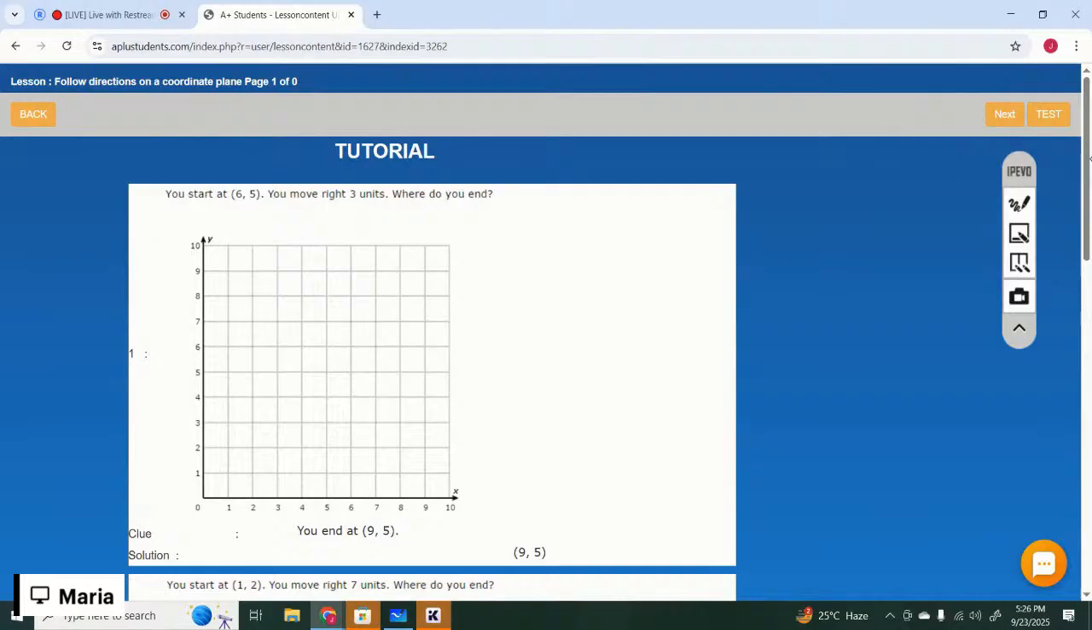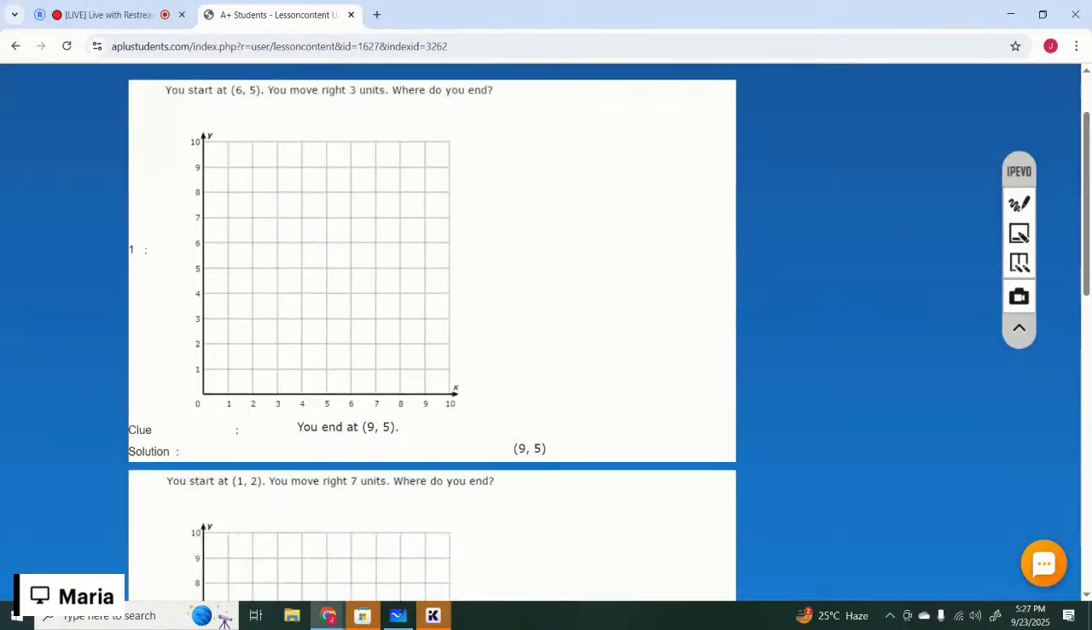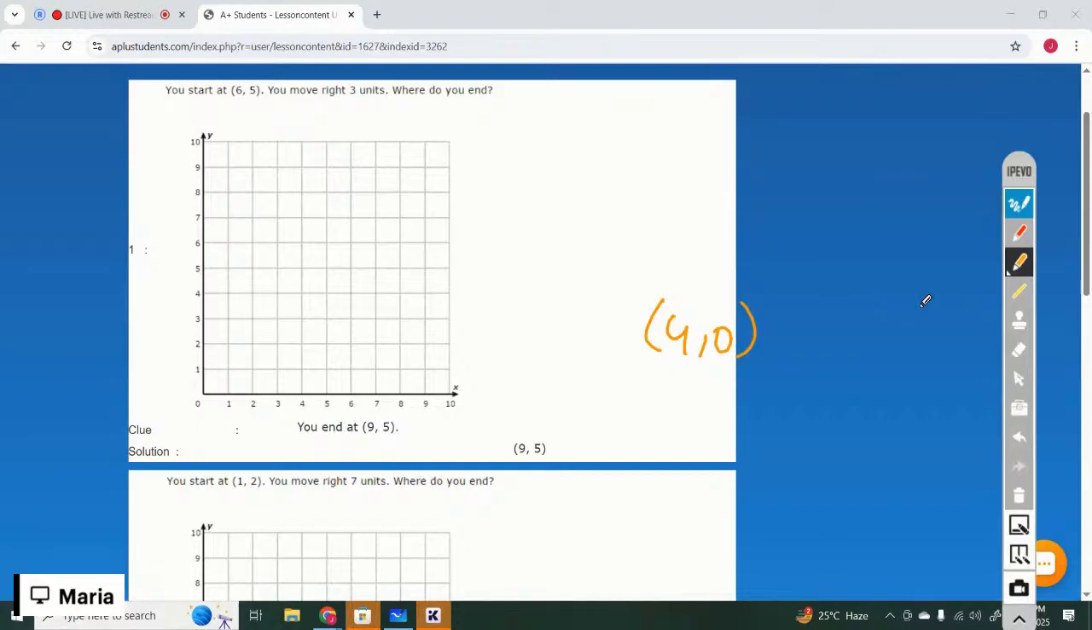You start at (6, 5). You move right 3 units. Where do you end? So you start with 6, 5. X is 6, Y is 5.